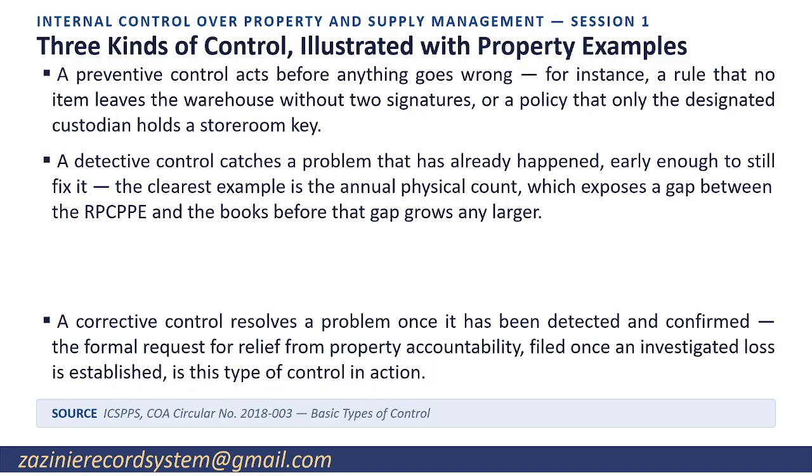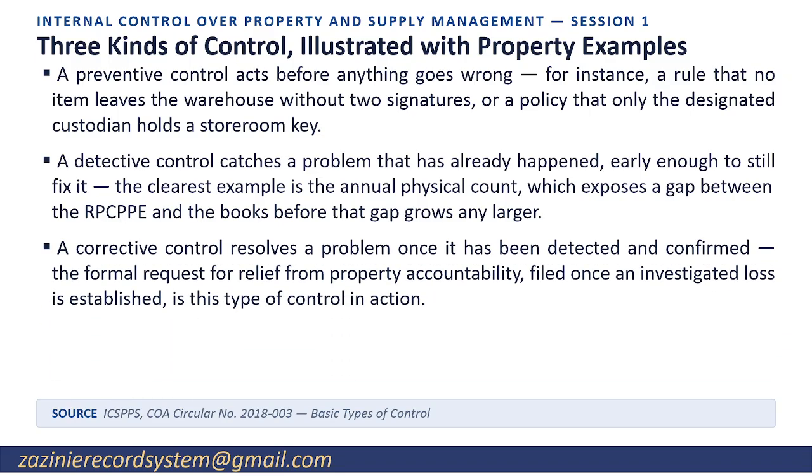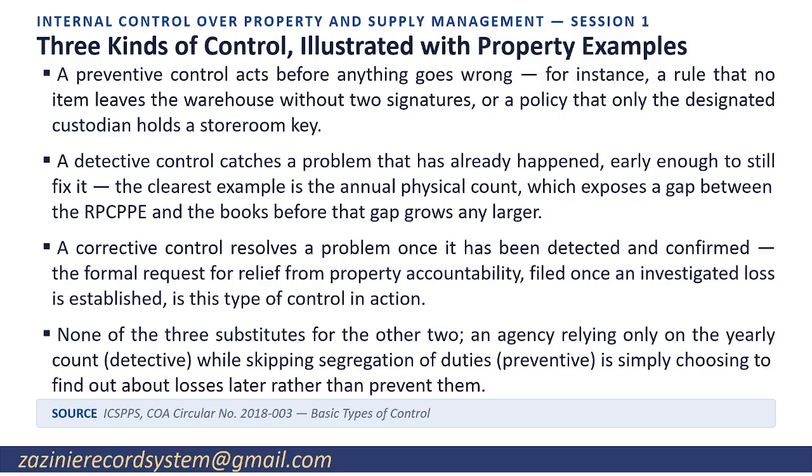A corrective control resolves a problem once it has been detected and confirmed. The formal request for relief from property accountability, filed once an investigated loss is established, is this type of control in action. None of the 3 substitutes for the other 2. An agency relying only on the yearly count, detective, while skipping segregation of duties, preventive, is simply choosing to find out about losses later rather than prevent them.